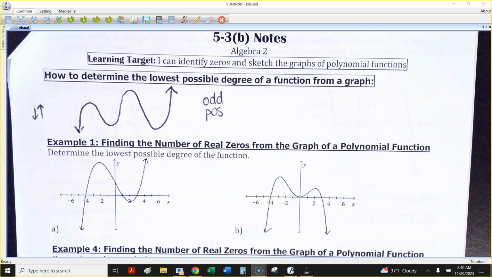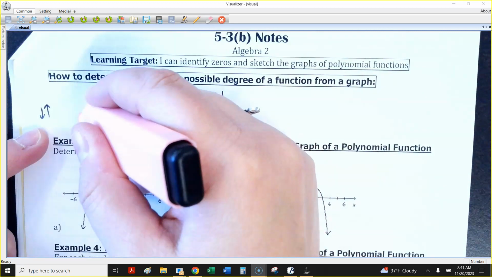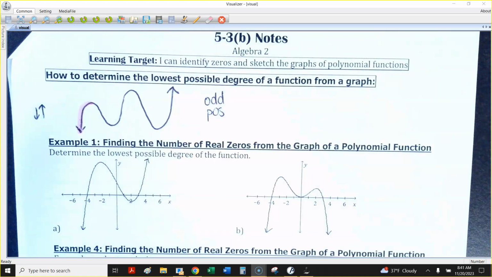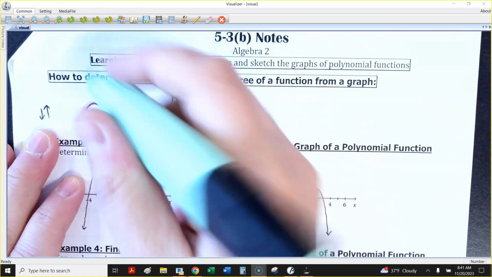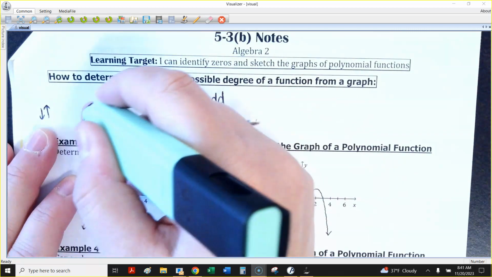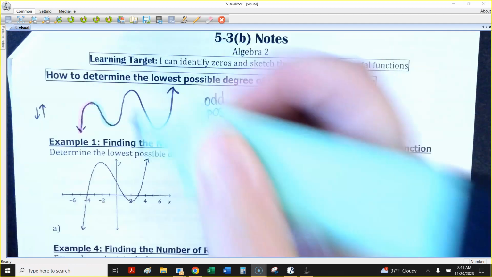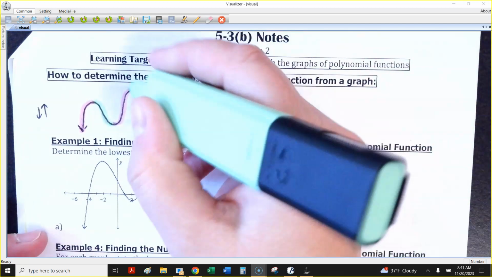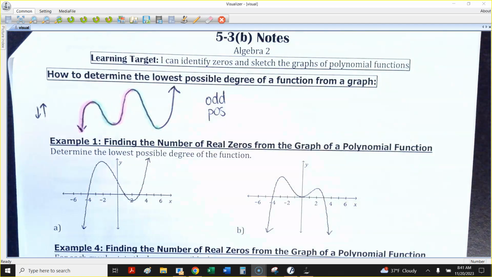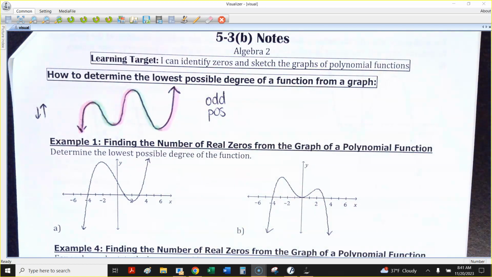Now, how do I determine the lowest possible degree? If you remember, we did increasing and decreasing intervals when we were looking at the quadratics a little bit ago. I'm just going to draw on this graph I made up. Going from left to right, I'm increasing, and then I'm decreasing. Then I turn here and I'm increasing, and then I'm decreasing, and then I am increasing.